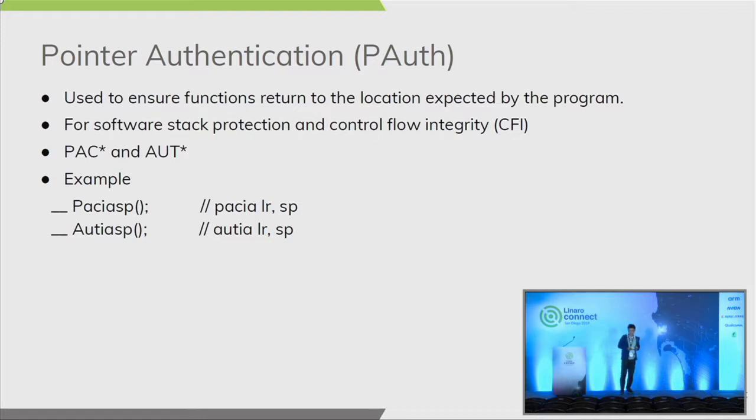We have done pointer authentication. This series is used for software stack protection and control flow integrity. In VIXL, it's very easy. For example, in a function prologue you can use the PAC API with the link register and stack pointer to compute the signature, and at the end of the function, you can use the AUT API to verify the signature before using that pointer.